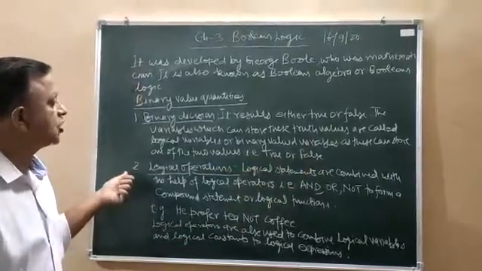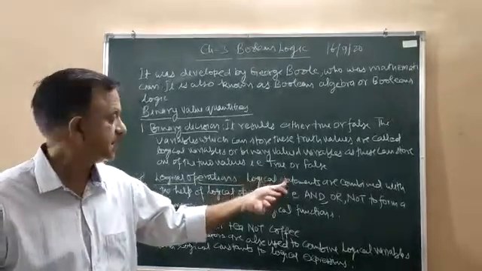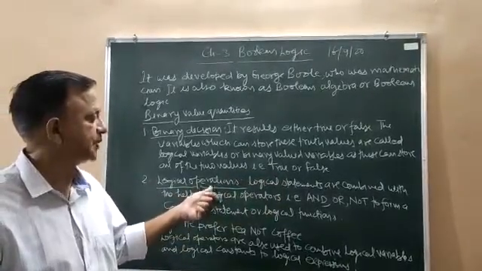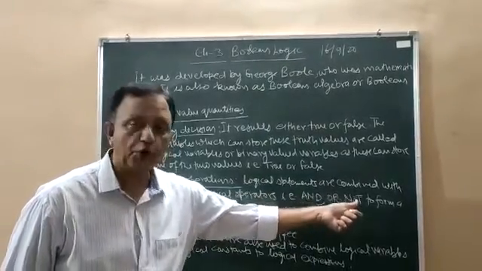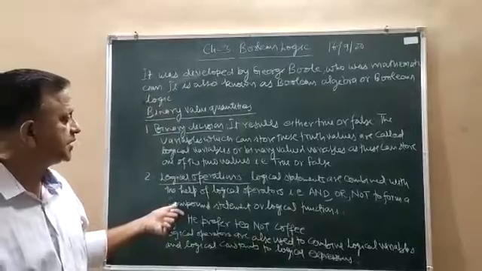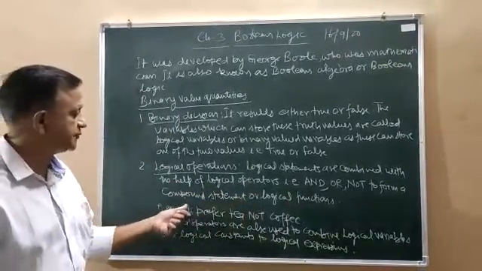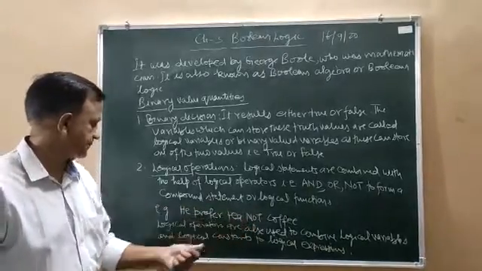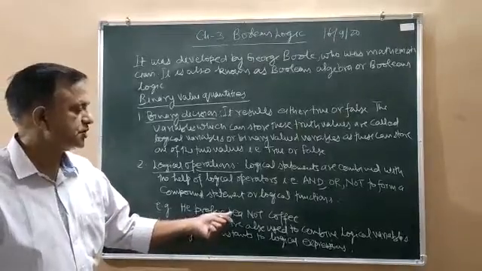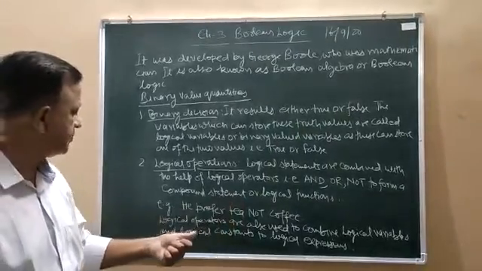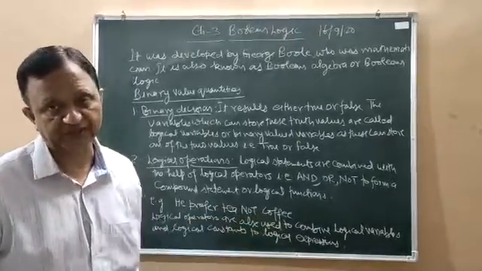Now next is your logical operations. Logical statements are combined with the help of logical operators, that is and, or, not, to form a compound statement or logical function. Example, he prefers tea, not coffee. Next, logical operators are also used to combine logical variables and logical constants to form logical expressions.